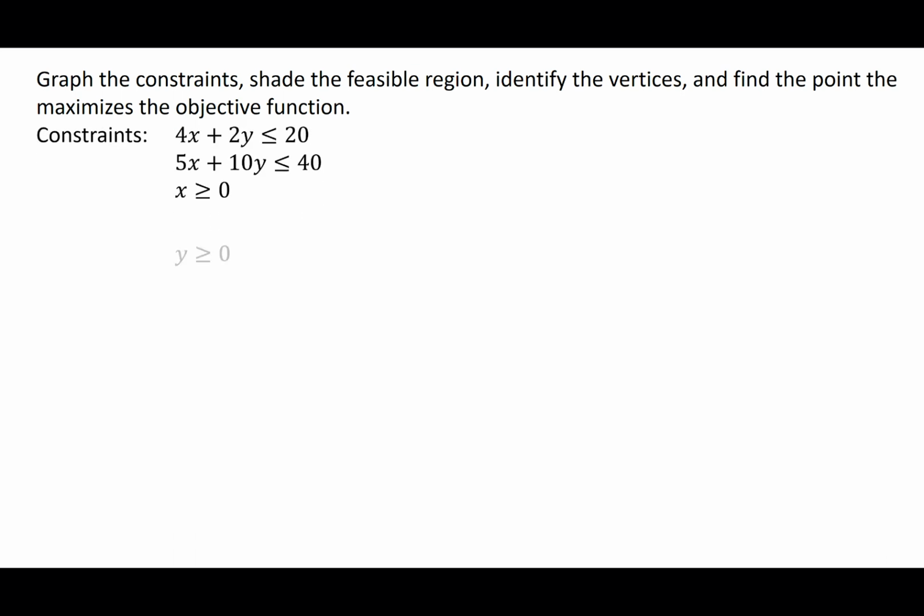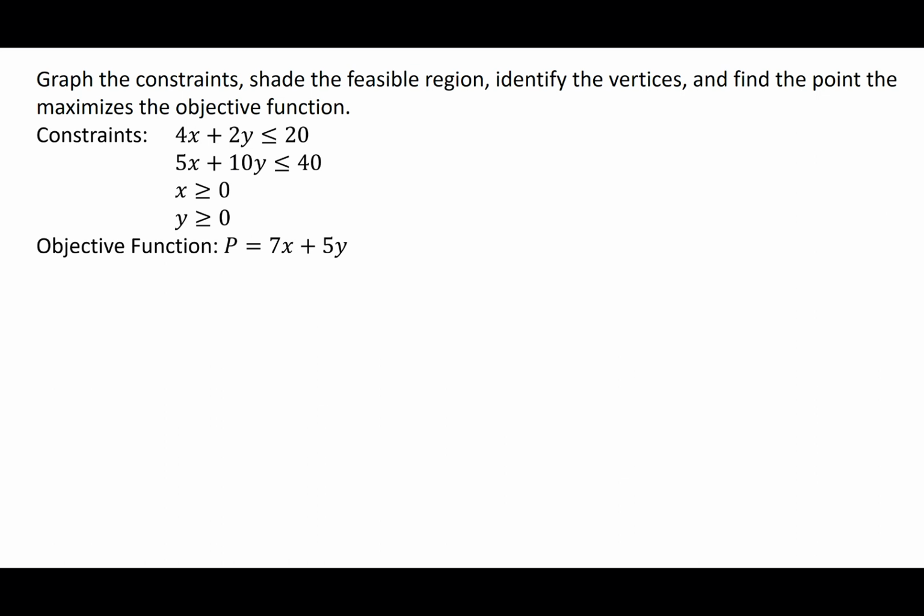So in this case, I have 4 constraints. I have 4x plus 2y is less than or equal to 20, 5x plus 10y is less than or equal to 40, x greater than or equal to 0, y greater than or equal to 0. So those ones are easy. X greater than or equal to 0, y greater than or equal to 0 tells me I'm going to be in that first quadrant. I'm only looking at positive x and y values. And they tell us that the objective function is 7x plus 5y.